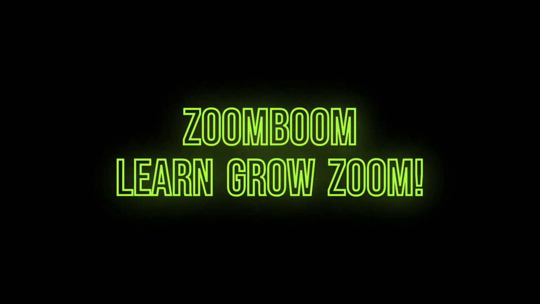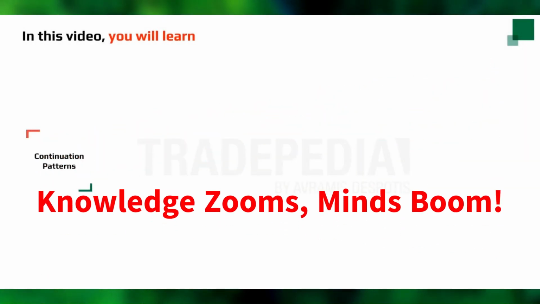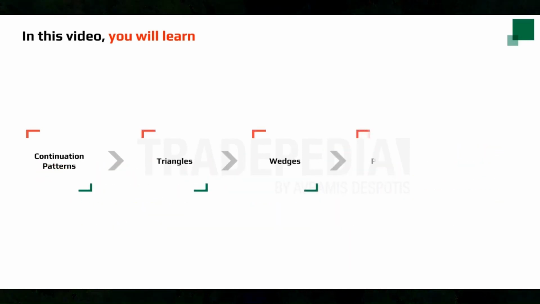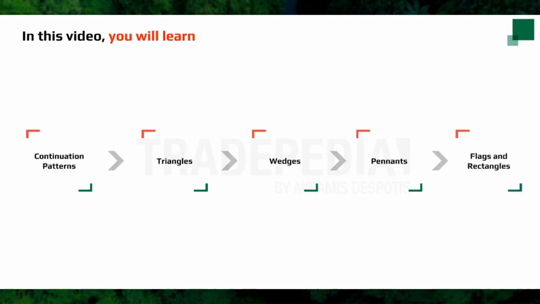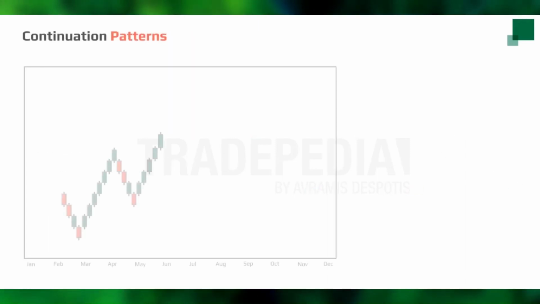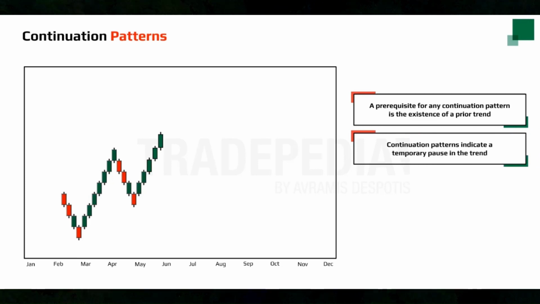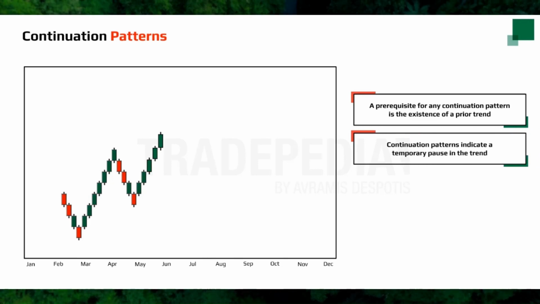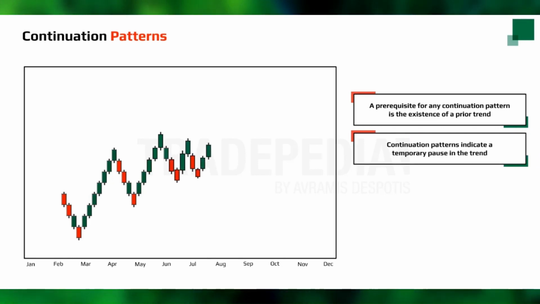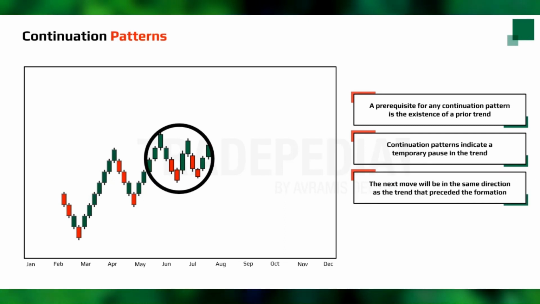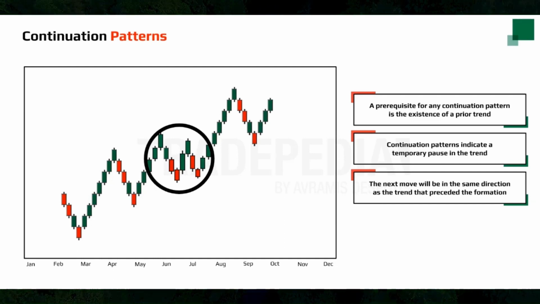In this video, you will learn the various types of continuation patterns, such as triangles, wedges, pennants, flags, and rectangles. A prerequisite for any continuation pattern is the existence of a prior trend. Continuation patterns indicate a temporary pause in the trend, where prices consolidate before resuming in the same direction. The next move will be in the same direction as the trend that preceded the formation.